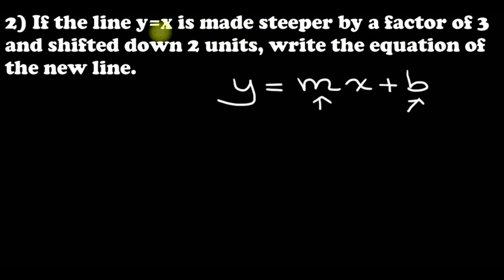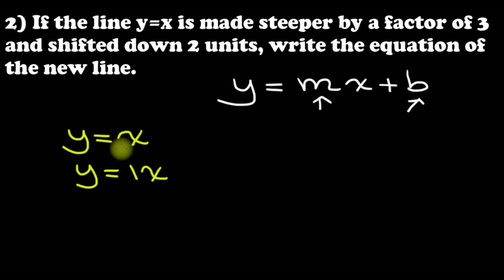So now, this equation right here is made steeper by a factor of 3. So what is the slope for this equation? So here's the parent function, y equals x. Okay? So what is the slope of this equation? Well, the slope of this is 1. Okay, so y equals 1x, right? So slope is 1. You don't have to put the 1 there. The x all by itself is the same as 1x.